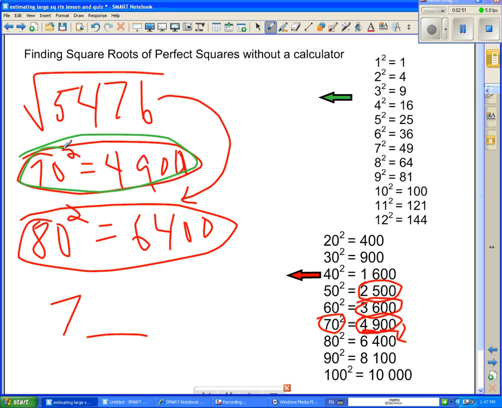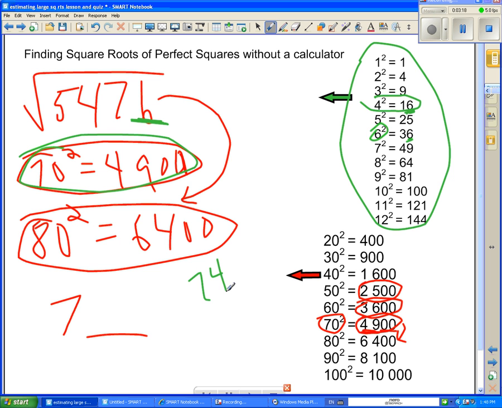Okay? Now let's figure out what the last digit is. It ends in a 6. The only way I can end in a 6 by using this is I could go 4 times 4 ends in a 6, and 6 times 6 ends in a 6. Well, I already said that the number has to be closer to 70, so I have two options. I have 74 could be one option, and 76 could be the other option. But because the number has to be closer to 70, the square root must be 74. If you check it on the calculator, that will be correct.